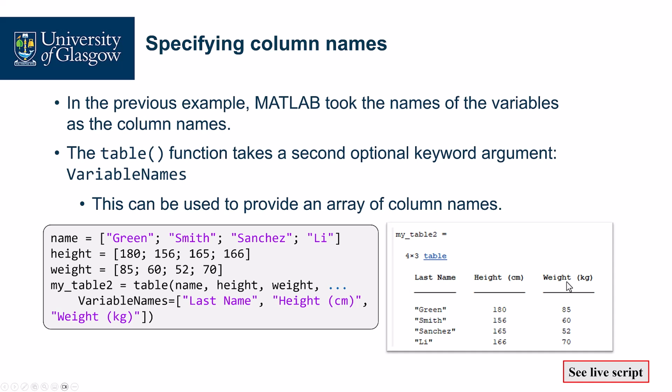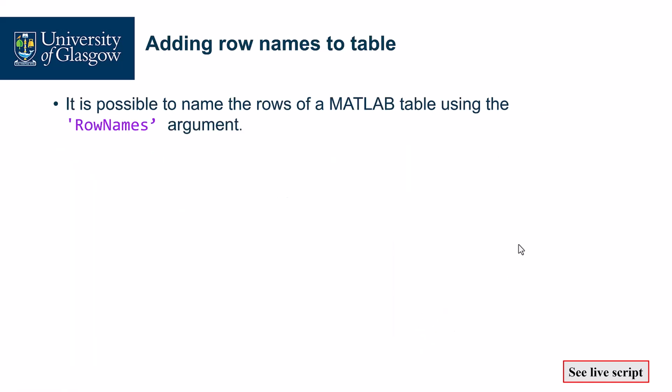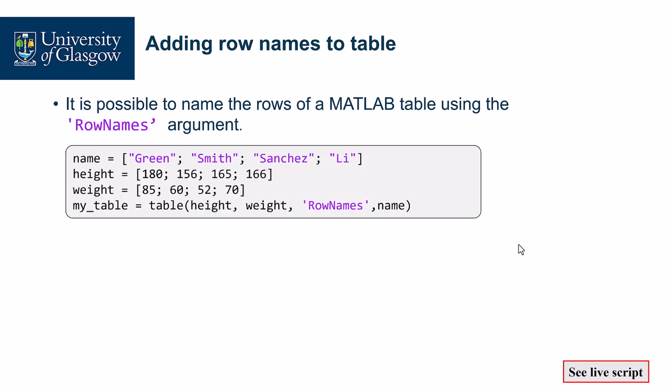Okay. So now, normally one table not only has column names, it may also have row names, right? Now I want to make Green, Smith, Sanchez, and Lee row names, not a column of the table. How can I add row names? We can use the RowNames argument in the table function. So this is an example. We still define the three variables, but name I use as row names, not a column in the table.